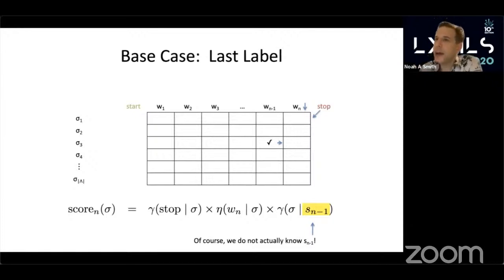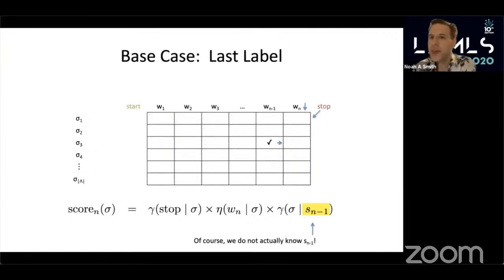The third is the fact that we're at the end of the sequence and the next thing that happens is a stop. The last thing after the last state is generated is that we go to a stop state and stop generating. So these are the three pieces of information, and the reason we like to start at the end is that two of them are known, the stop and the nth word, but we don't know again what S_{n-1} is.